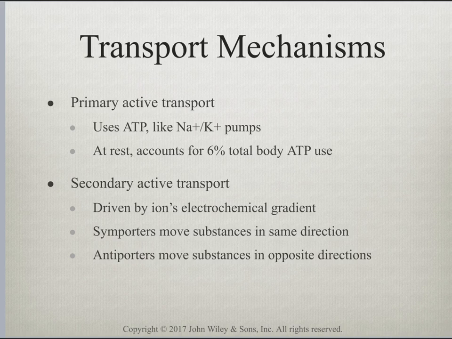Our secondary active transport is going to be driven by ions' electrochemical gradients. So we need specific channels like symporters and antiporters. Now the difference between these two: symporters are going to move substances, sym meaning the same, in the same direction, and anti meaning against, so our antiporters are going to move substances in the opposite direction. So again, symporters move in the same direction, whereas antiporters move substances in an opposite direction, typically against a concentration gradient.